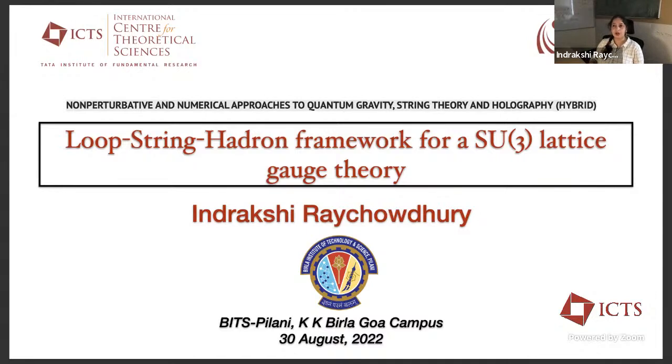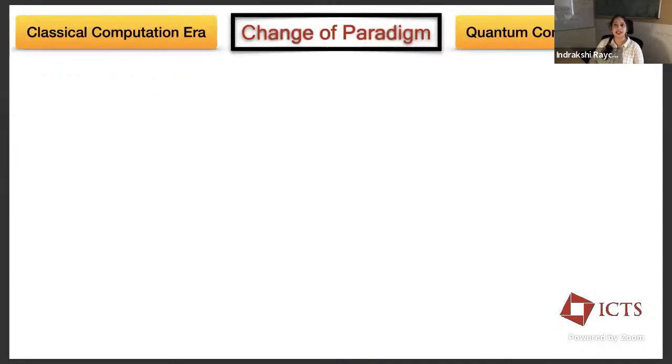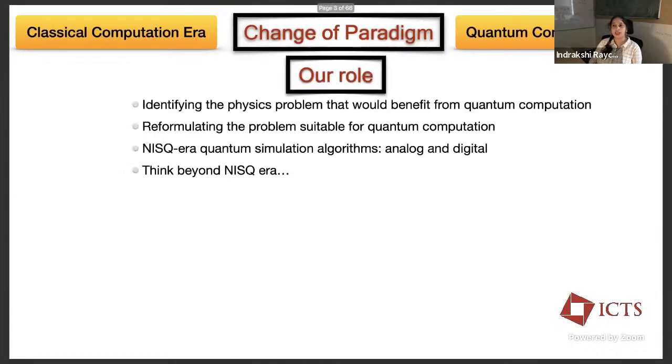As all of us are fairly aware, currently we are witnessing a change of paradigm where we are moving from the classical computation era to the quantum computation era. And as physicists at this point, our role is identifying the physics problem that would actually benefit from quantum computation and then work accordingly, towards building quantum algorithms, NISQ and beyond and so on.